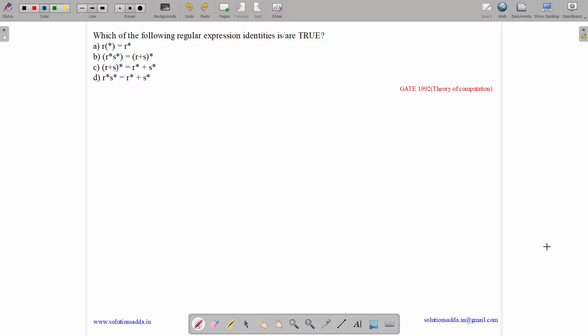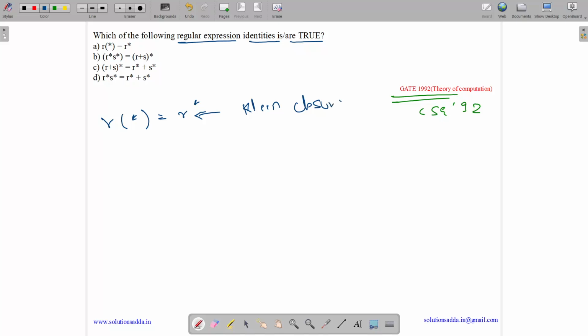This question belongs to Theory of Computation subject and was asked in GATE CSE 1992. So the question states, which of the following regular expressions identities are true? Option A, R bracket whole star equals R star. This is Kleene closure of R. There is no significance of writing the Kleene closure in a bracket. So both of them are equivalent.